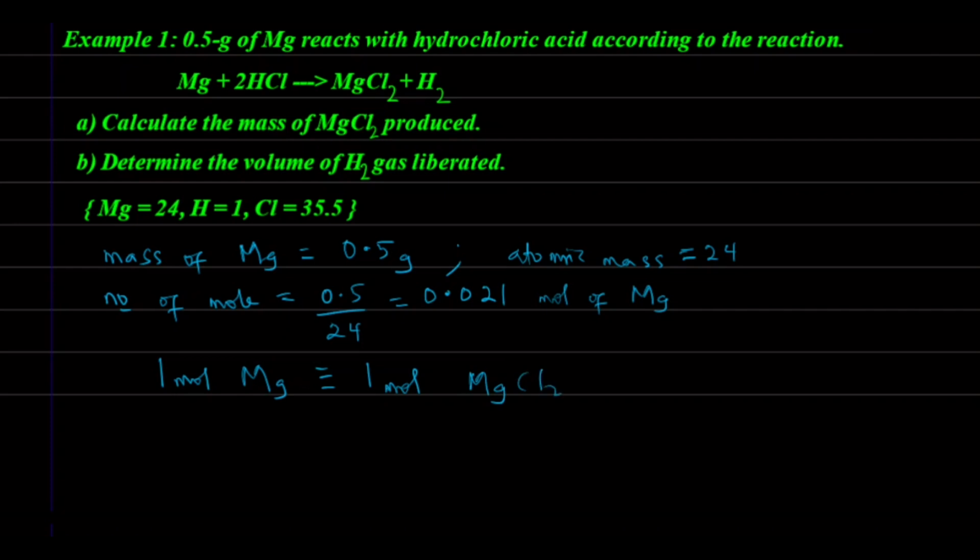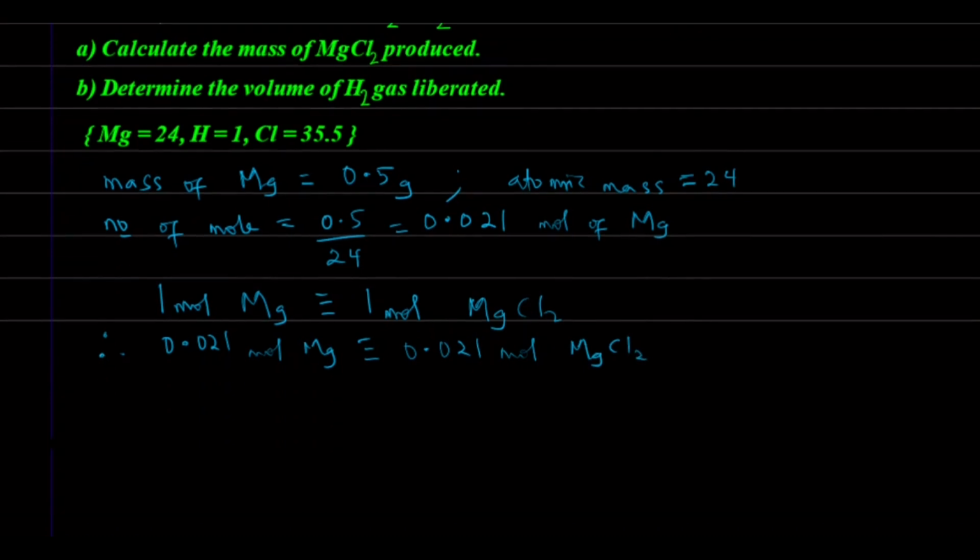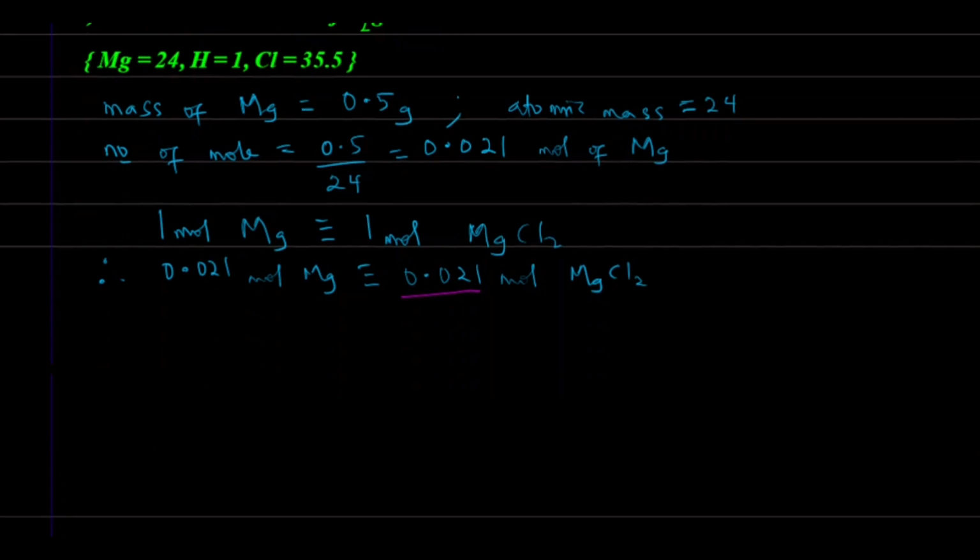As you can see on the screen, we have 1 mole of magnesium after we have balanced the reaction, giving 1 mole of magnesium chloride. So 0.021 mole of magnesium will also be equivalent to 0.021 mole of magnesium chloride. So we can as well say that the mole of magnesium chloride is given as 0.021 mole. Now we know the mole of magnesium chloride.